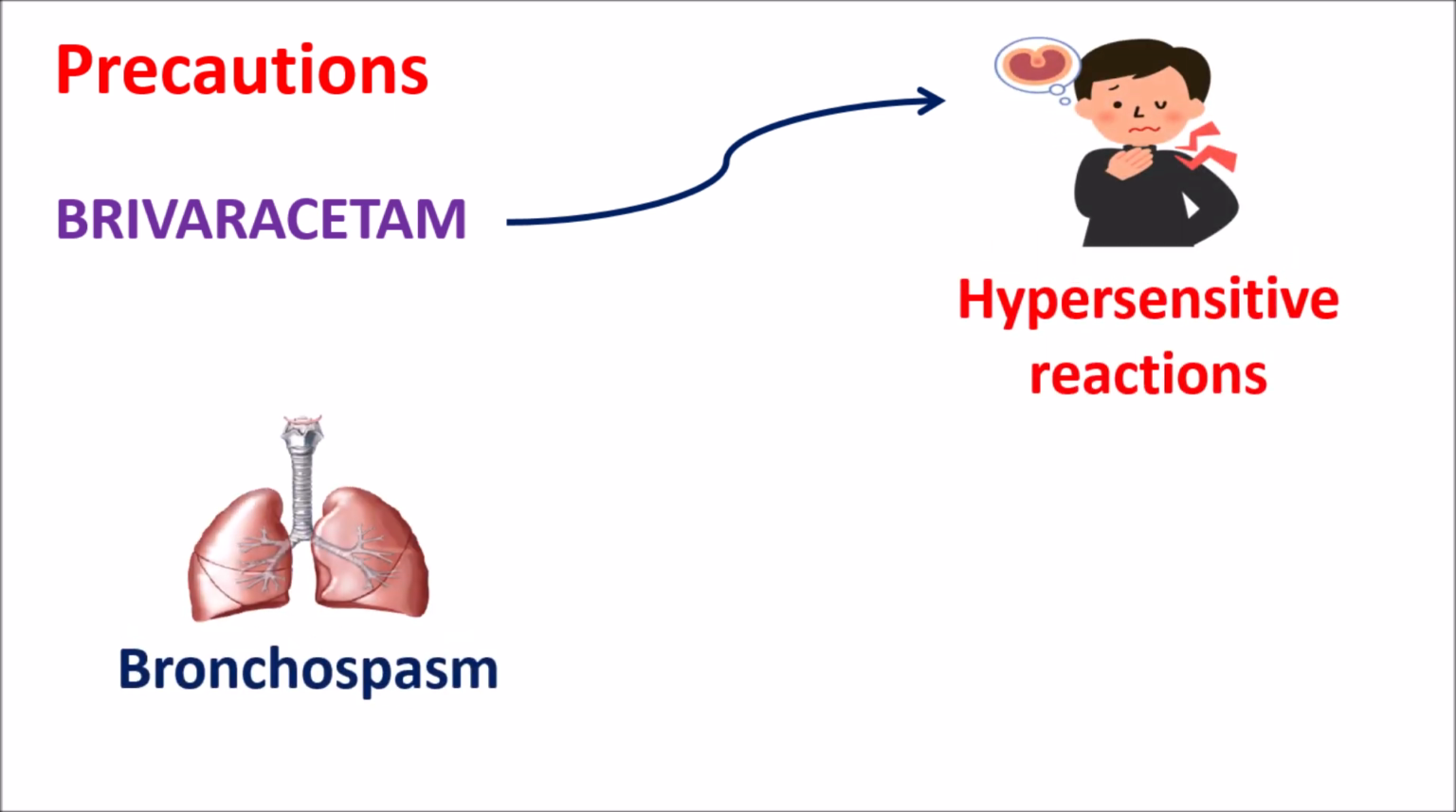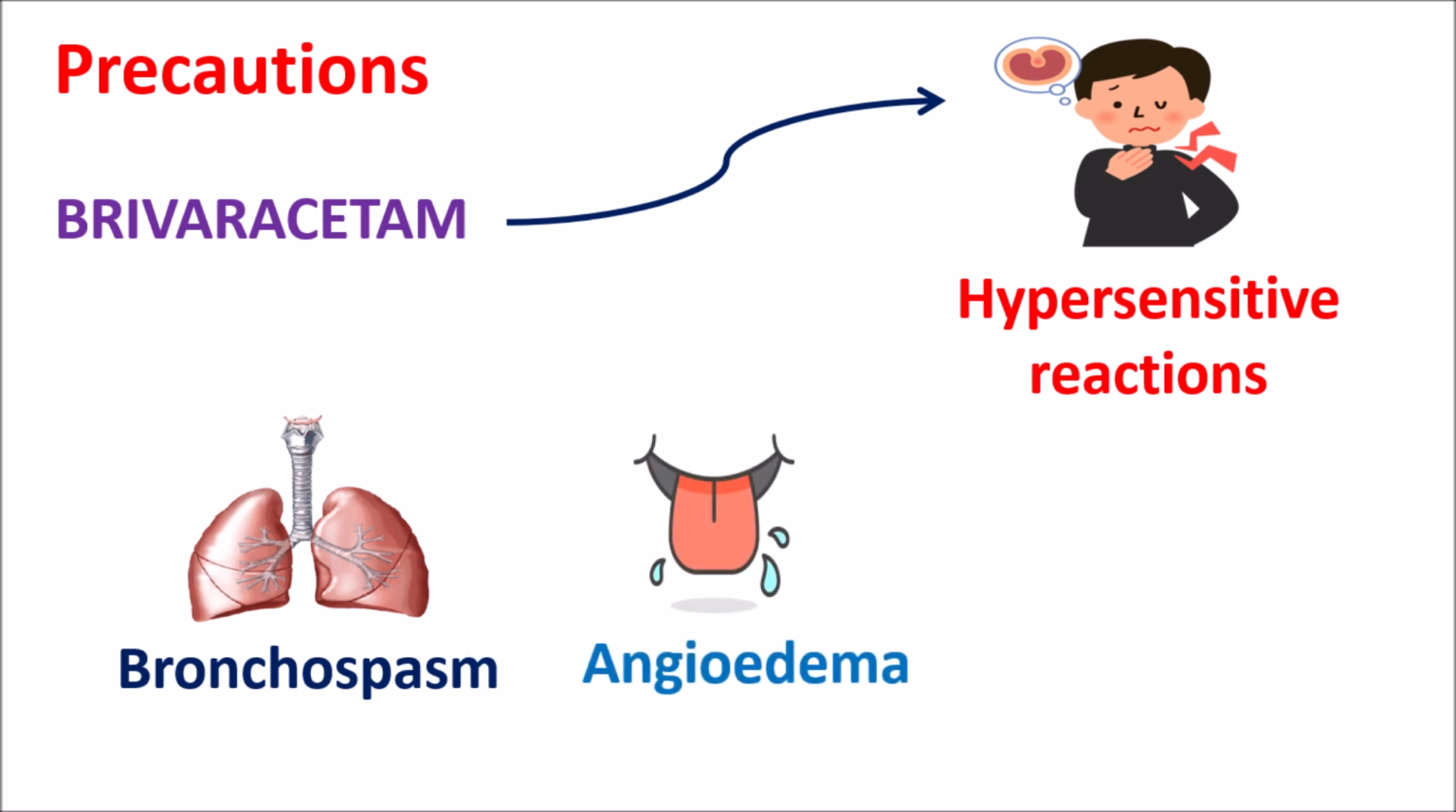So it can produce some bronchospasm, which is particularly more important in people with any respiratory disorders like asthma or COPD. Similarly, it can also produce some angioedema, swelling of face, neck, tongue, as well as lips. So in case of severe hypersensitive reactions, brivaracetam should not be used.